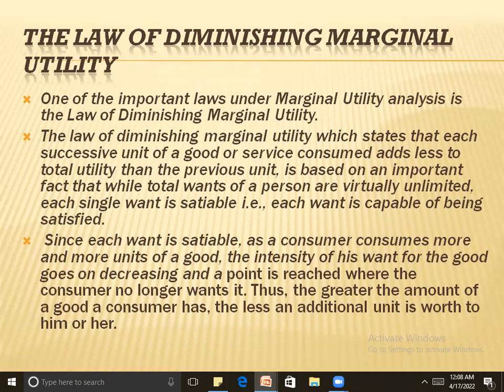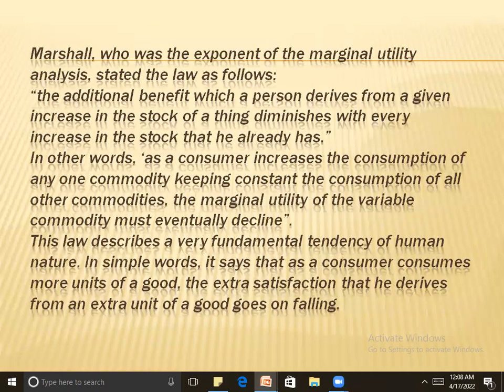Thus, the greater the amount of a good a consumer has, the less an additional unit is worth to him or her. Marshall, who was the exponent of marginal utility analysis, stated the law as follows. Hence, his law is: the additional benefit which a person derives from a given increase in the stock of a thing diminishes with every increase in the stock that he already has.